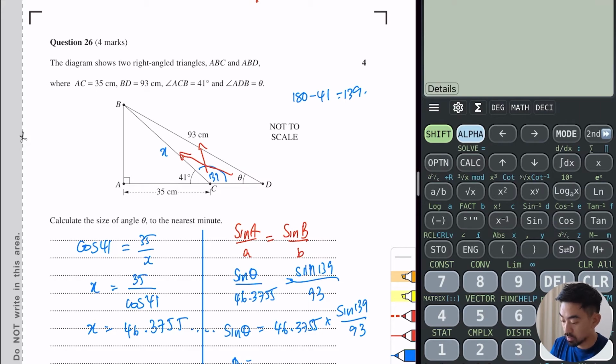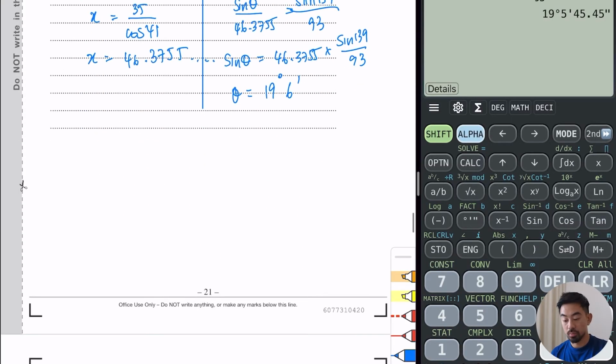46.3755 times sine 139 over 93, and my final answer is 19 degrees and 6 minutes, rounding it up to the nearest minute. All right, nice. Let's keep going.